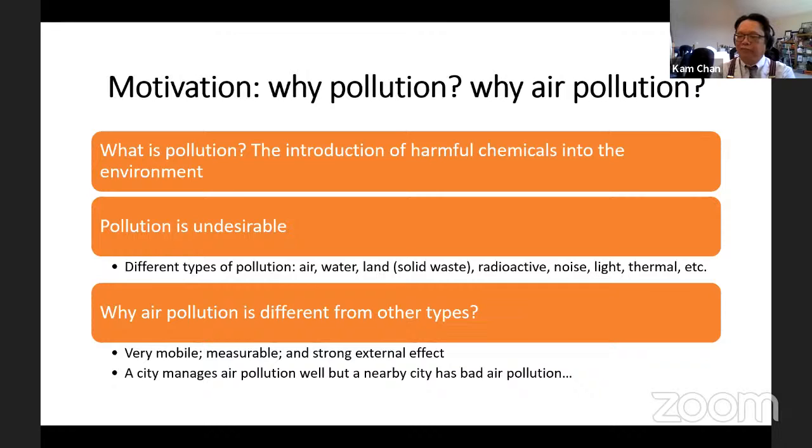Let's say a city manages air pollution very well, but a nearby city has bad air pollution. In winter, or when the wind blows, that bad air will blow into your neighborhood. A good example is Singapore, which manages air pollution very well, but across the ocean is Indonesia. They have volcanoes erupt, and that makes the air pollution bad and blows to Singapore. There's nothing Singapore can do about it, because it's the external effect. So among all, I think air pollution is the most challenging and also interesting to look at.